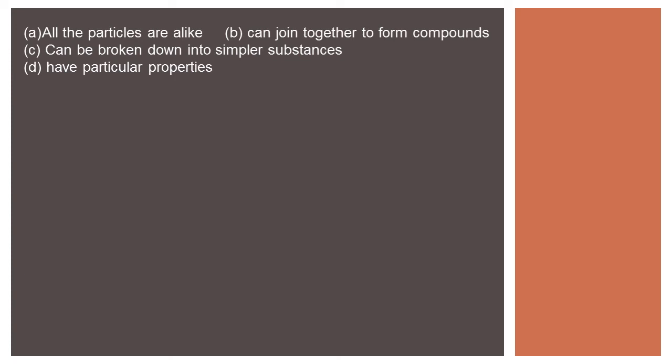So according to my own point of view, C option is incorrect about elements. We know it, the elements cannot be broken down into simpler substances, but they have written the elements can be broken down into simpler substances. So we will select option C. Option C is the correct answer. Can be broken down into simpler substances.